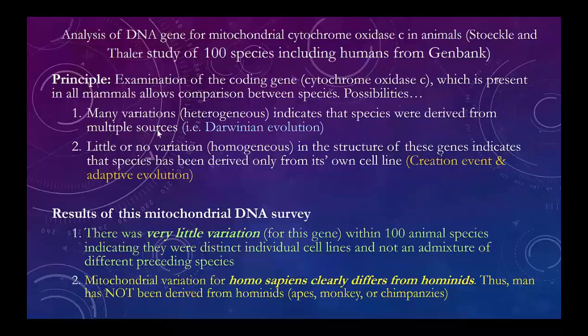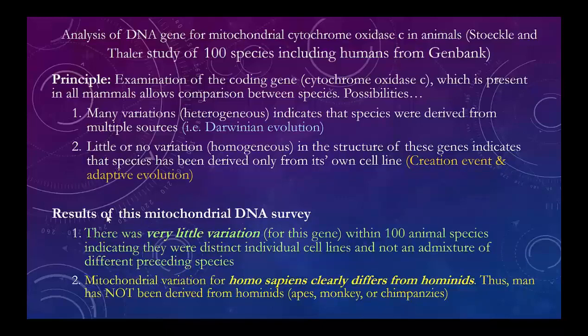Now, here are the two choices. If there's multiple variations in this DNA, that would fit with the Darwinian evolution, where you can have species derive one from another. So you'd have some mitochondrial DNA from one source and another from another source. So it'd be inhomogeneous, or heterogeneous, mitochondrial DNA. Otherwise, you could have little or no variation, so homogeneous mitochondrial DNA, and this would indicate that the species has been derived only from its own cell line, so it had to have been created and altered then just by adaptive evolution to the environment.